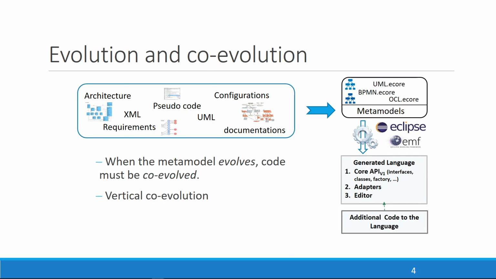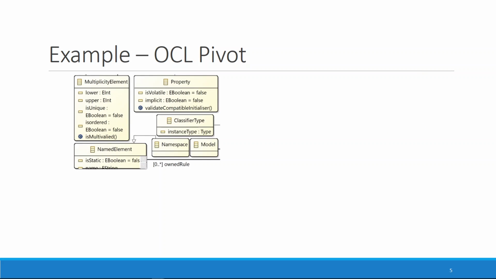So in an ideal world, you want to follow this process, but of course you will develop it in an iterative manner. So you will have to evolve your metamodel, and then you can generate the code, but the additional code that you have added in the previous release, for example, might be impacted and might need to be repaired and co-evolved. So let me give you an example to better understand this issue.